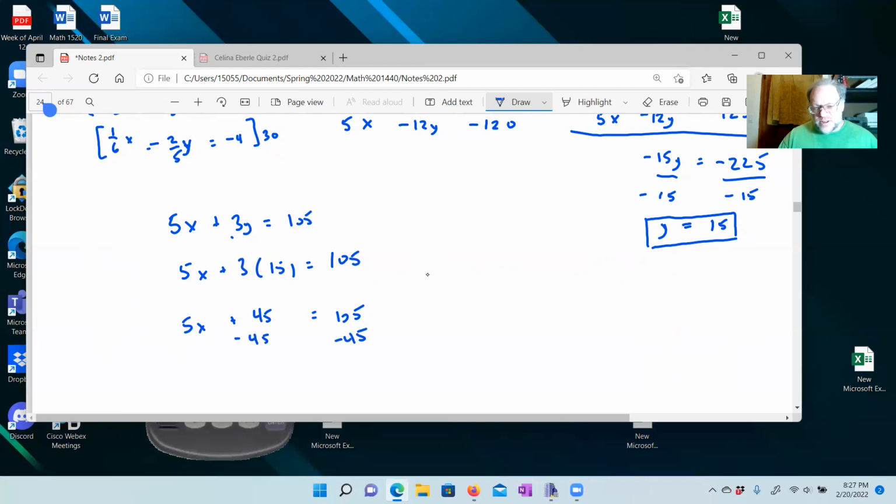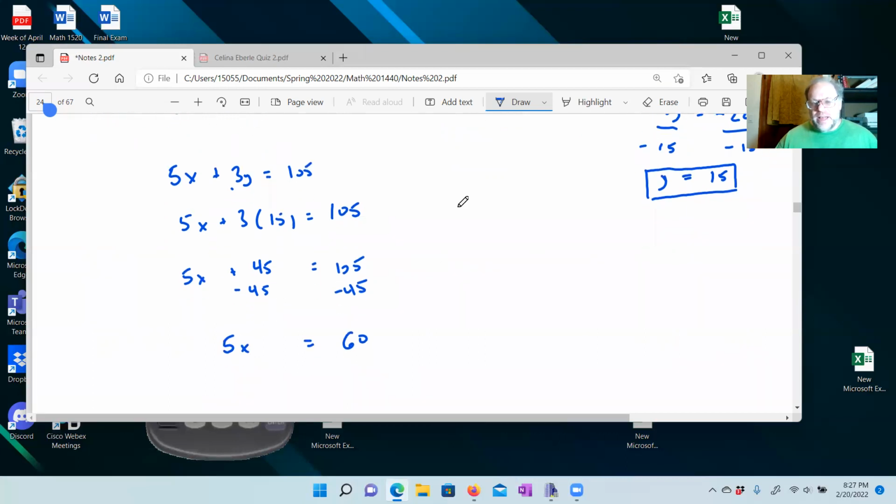So that looks like that's going to be 0 here. 10 minus 4 is going to be 60. Okay, it's 5x. And we already know that 60 divided by 5 happens to be 12. So my solution set here, 12, 15, and we should be all set.